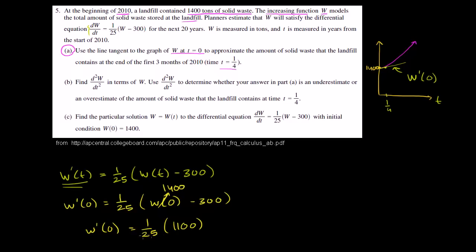And 25 goes into 1,100 44 times, right? It goes 4 times into each 100. We have 1,100 here, so it'll go 44 times. So the slope here, the slope of that line, is 44. We could say M for slope, or actually let me just write down the word. The slope of this line is 44.